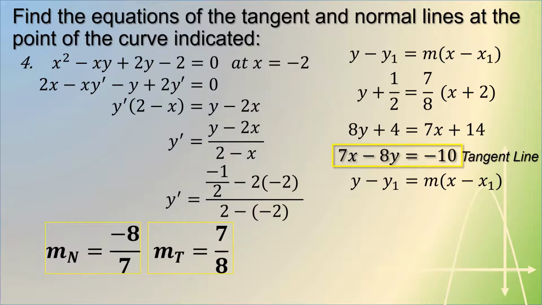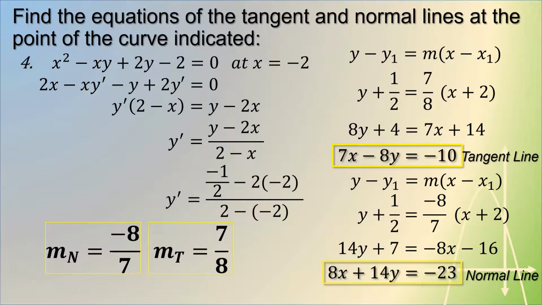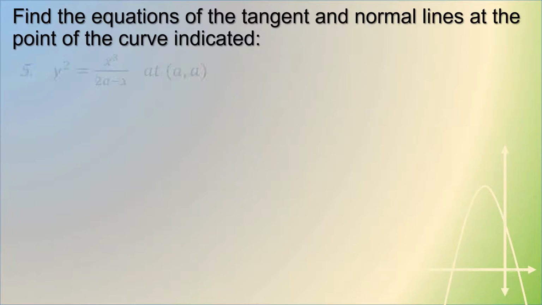Finding for the equation of the normal line, that is y plus 1 half is equal to negative 8 over 7 times x plus 2. And then multiplying 14 to our equation para ma-remove natin yung fractions. That is 14y plus 7 is equal to negative 8x minus 16. And so our normal line equation is 8x plus 14y is equal to negative 23.